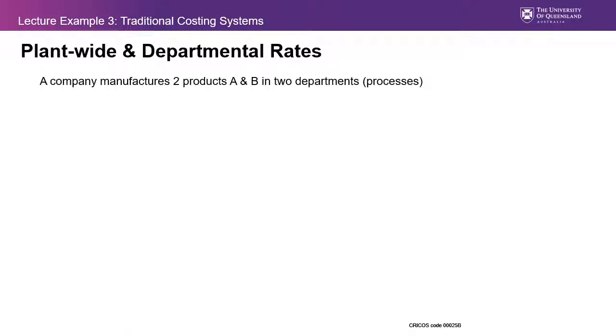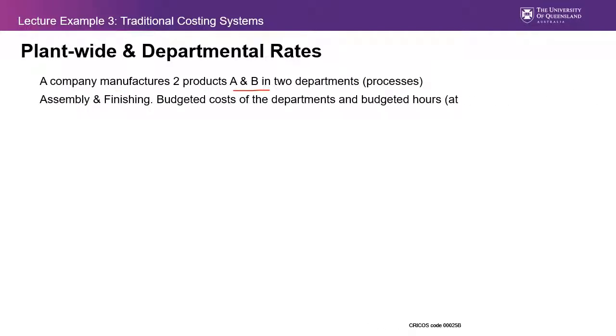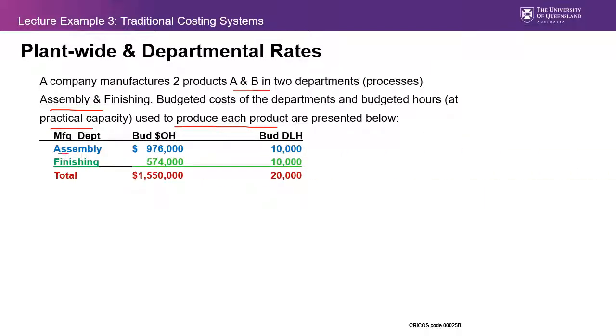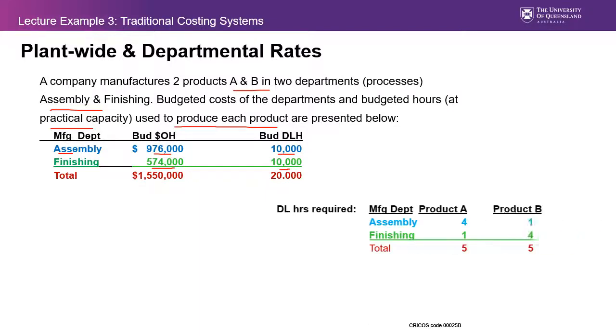So a company manufactures 2 products, A and B, in 2 departments. So there's 2 departments with 2 processes, assembly and finishing. Budgeted costs of the departments and budgeted hours at practical capacity. So remember, practical capacity is theoretical capacity less unavoidable breakdowns. And they used to produce each product presented below. So for assembly, our budgeted overhead is 976,000, and the budgeted direct labour hours are 10,000. For finishing, budgeted overhead is 574,000, and budgeted direct labour hours are 10,000.